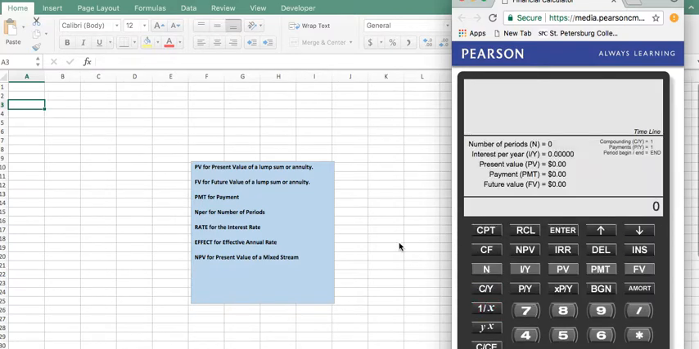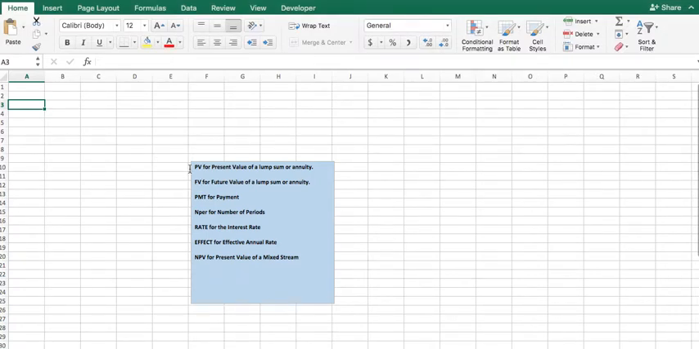So with Excel, we've got a number of different functions that we can use to solve the same types of problems as we would on a calculator. So PV for present value, we've got FV for future value, and these can be for either lump sums or annuities. We have PMT for payment, we have NPER for number of periods, and we have RATE for the interest rate, you have EFFECT for the effective annual rate, and we have NPV for present value of a mixed stream. So there are certainly other functions that we can use in financial problems, but these are some of the most common ones for time value of money.